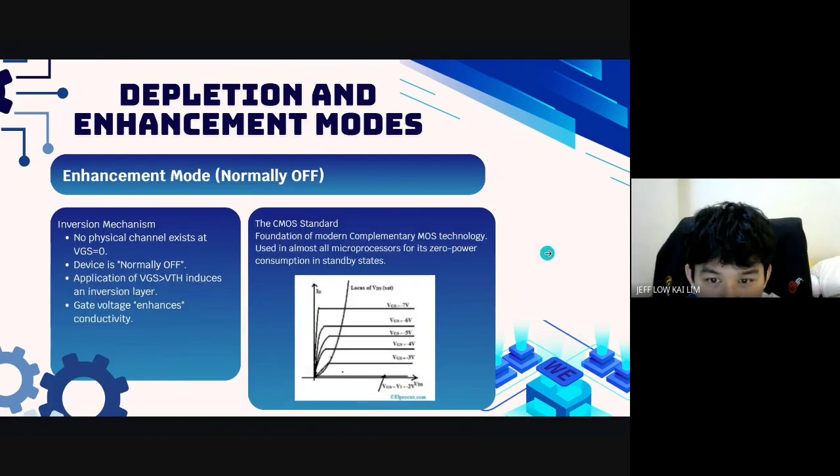Next, in contrast, we have the enhancement mode, which is normally off. Here, no physical channel exists at zero volts. We have to apply a gate voltage higher than the threshold to induce an inversion layer and activate conductivity, because it draws practically zero power in standby. This mode is the foundation of modern CMOS technology and microprocessors. Next.